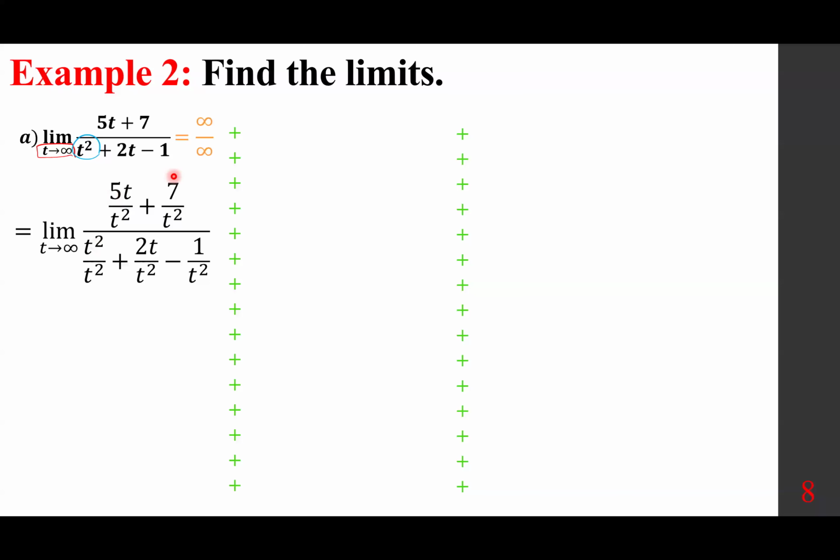This is 5 over t, 7 over t squared, over 1 plus 2 over t minus 1 over t squared. Because t goes to infinity, everything goes to 0 except the 1. So this is 0, so is this one, so is this one, so is this one. 0 over 1 equals 0.